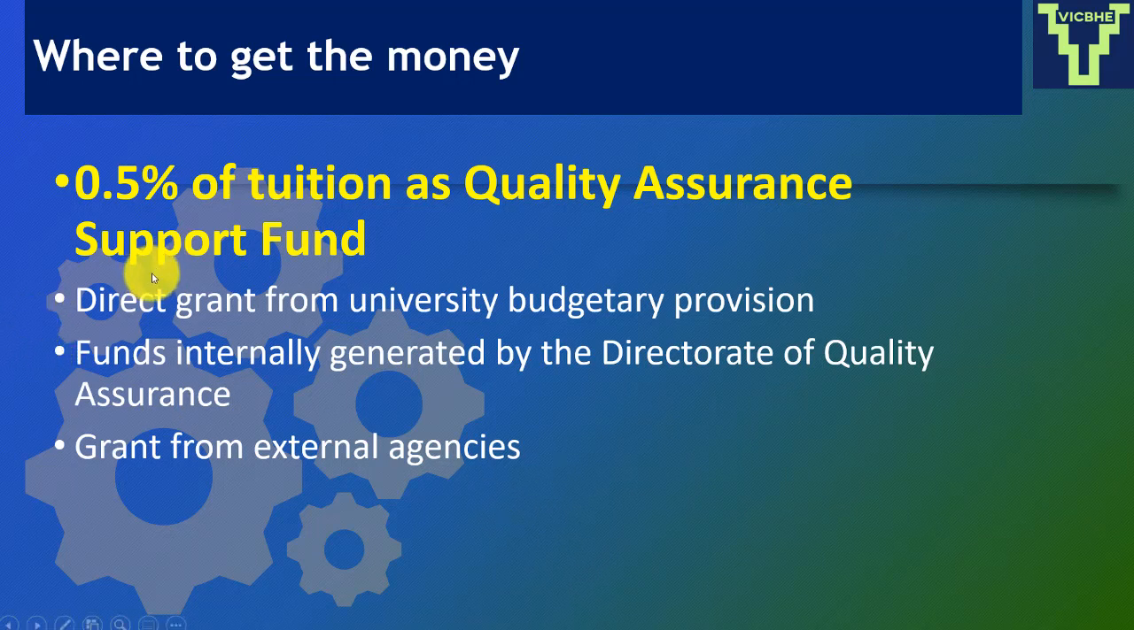I am proposing, and this will come with a concept note, a solid proposal that we're going to make to NUC, that 0.5% of tuition should be extracted and put as a quality assurance support fund. You know, NUC has some formula, including 10% of the budget of the university allocated to the library. Quality assurance has come to the fore, exceedingly important.